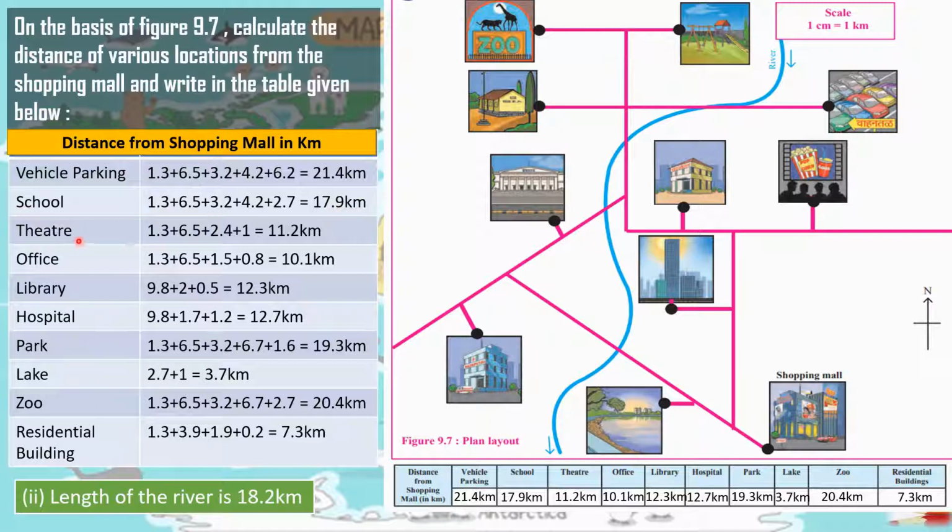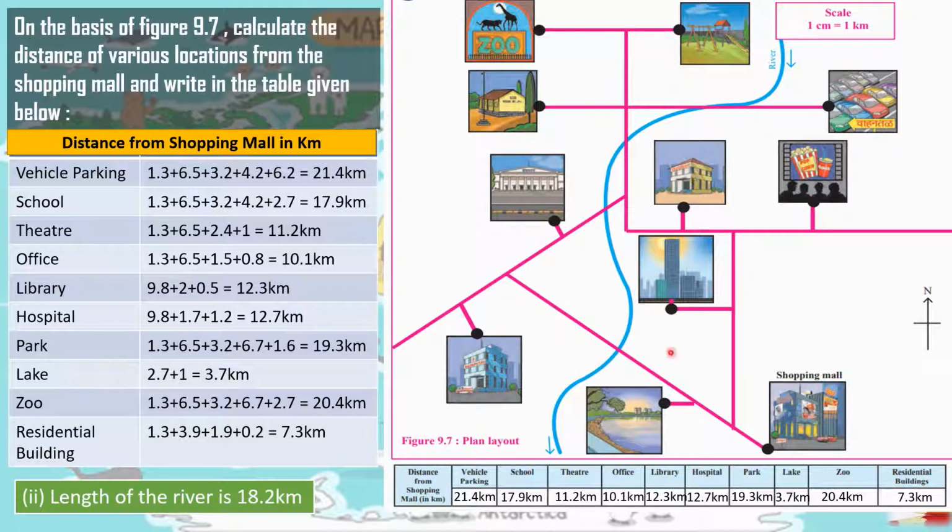Next one is theatre. Theatre is here, that is 1.3 plus 6.5 plus 2.4 and 1. In total that is 11.2 kilometers. So from shopping mall to theatre is 11.2 kilometers. Next one is office. So where is office students? Office is here. This one is the office.